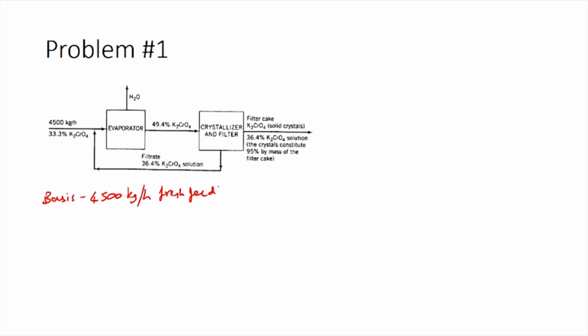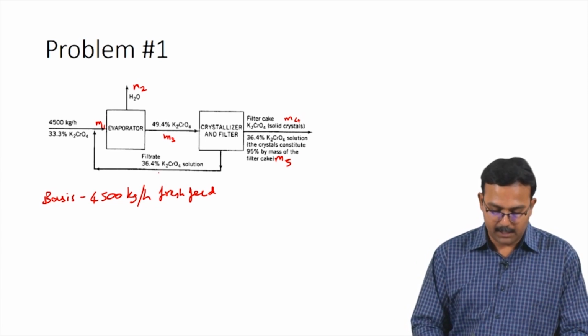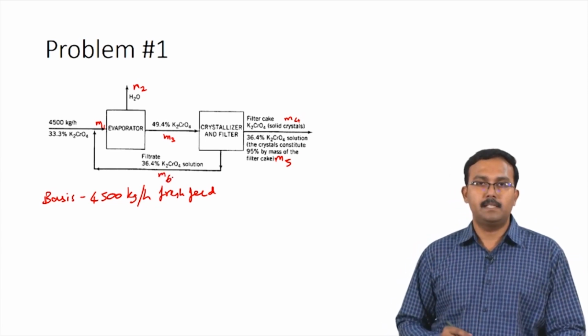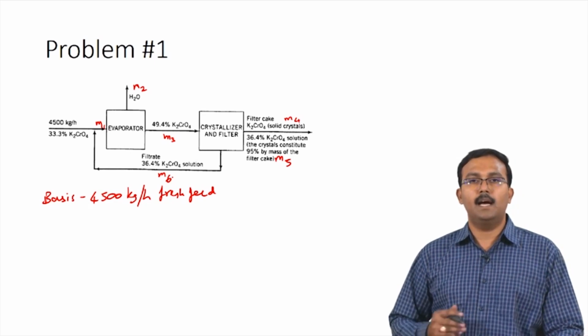Now, let us label the terms which we need to calculate. Let us call the total feed entering the evaporator as M1 and the rate of evaporation as M2 and the feed rate to the crystallizer as M3, and amongst the product leaving we will call the mass of the solid crystals M4 and the liquid which is accompanying the filter cake as M5 and your recycle stream as M6.